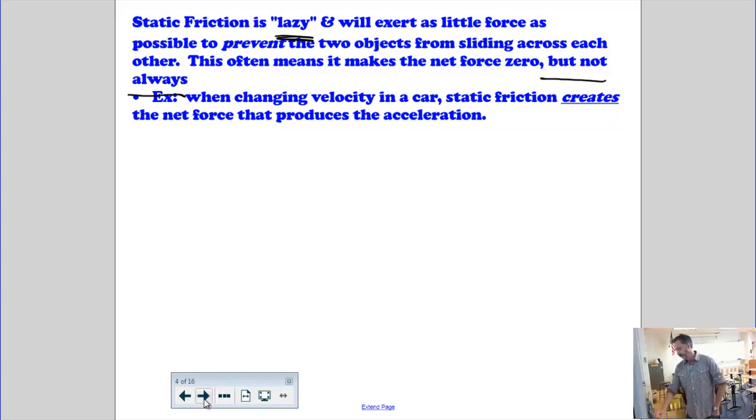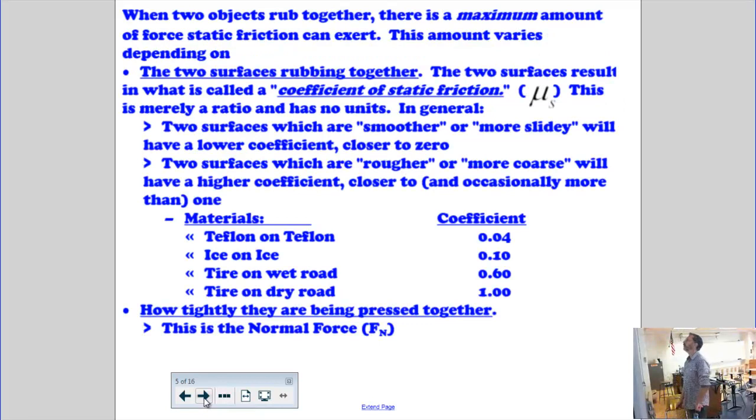All right, so here is a very important thing that you need to know about friction. Anytime two objects rub together, there is a maximum amount of force that static friction can exert, okay?